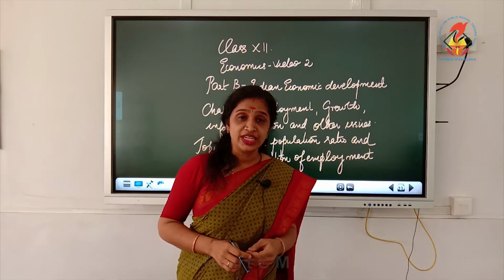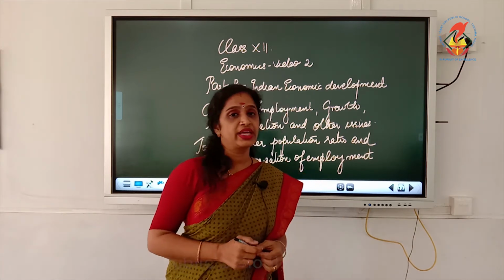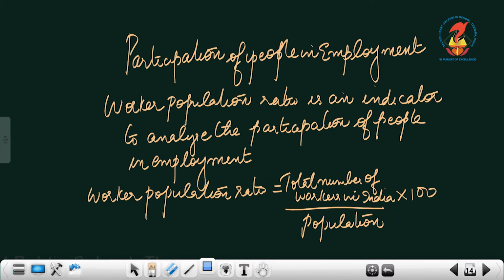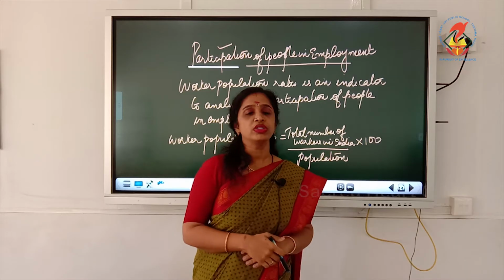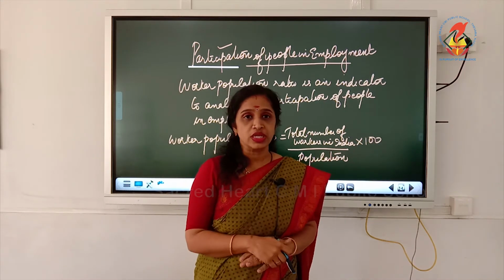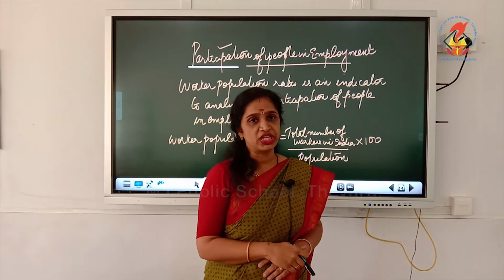Now we are moving on to the next topic of the chapter, that is worker population ratio and categorization of employment. Now let us see what is worker population ratio. Worker population ratio is a term which is used to study the participation of people in the employment. To study the participation of people in the employment process, we need to concentrate on the term worker population ratio.